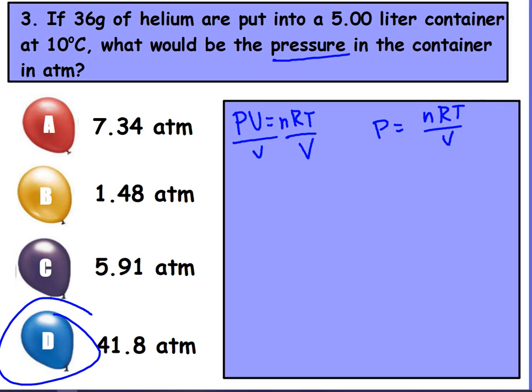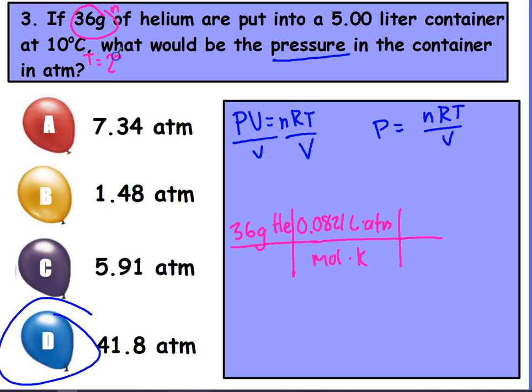All right, in this problem, I don't have moles, but I have grams, and I can convert grams to moles. They're basically the same thing. So this would be my moles number then: 36 grams of helium, times R, 0.0821 liters times atm divided by moles times Kelvin. Temperature, 10 degrees. So here's my temperature. I'm going to add 273, so 283 Kelvin. Divide by the volume, 5.00 liters.